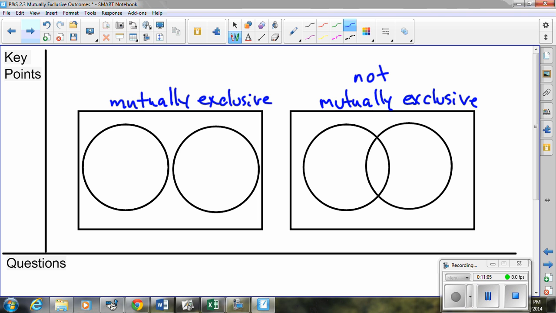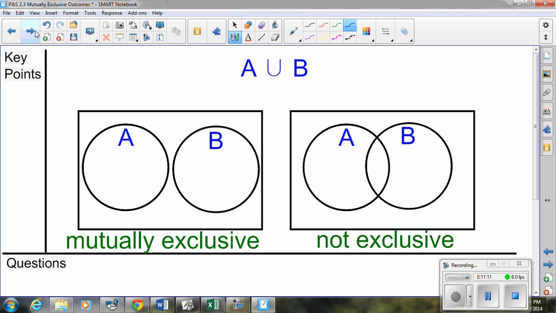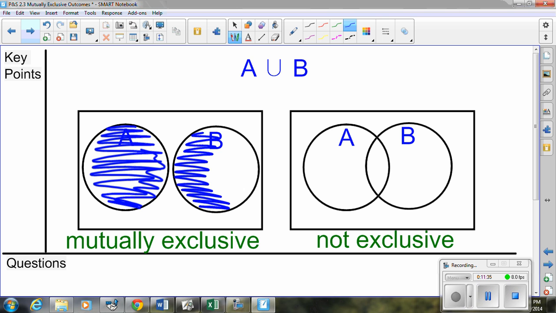What I'd like to do is take a Venn diagram and start shading in the pieces that fit the union. What would the union look like for these pieces? Remember, union means A or B or both. Well, if we were going to shade them in, we could say, here's A or B or both. Where is the both? There isn't one. For mutually exclusive, there isn't a both.